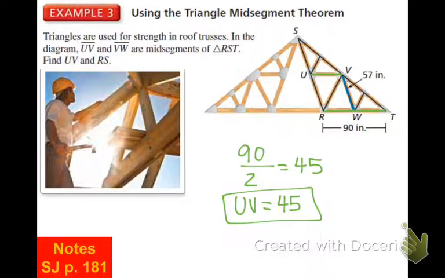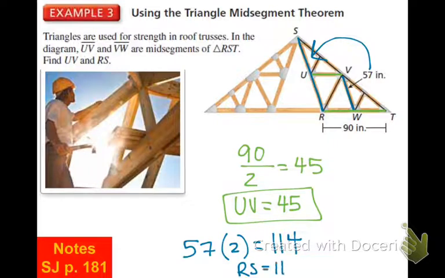If we look at the other piece, which would be VW, is currently 57, it asks us to find RS. Okay, so looking at the blues, 57 is the mid-segment. 57 is half of the measure of RS. So let's use our common sense. We can't take half of 57 and it'll look longer like this. So we're going to have to actually double it. 57 times 2, which will be 114. So that means that RS is equal to 114.